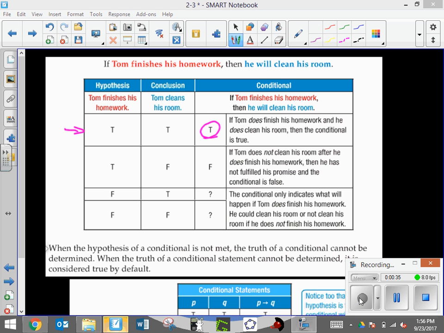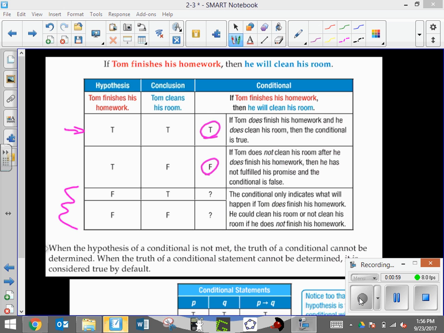Okay, the next one. If I would say that my hypothesis is true and my conclusion is false, then we're going to say that my conditional is false. The whole thing is going to be false. So if the hypothesis is met, but the conclusion is not, that means we have a false conditional. The next two, that's these ones right here.